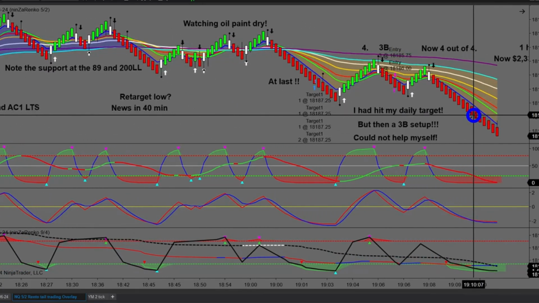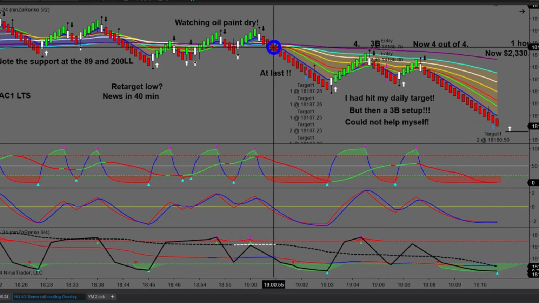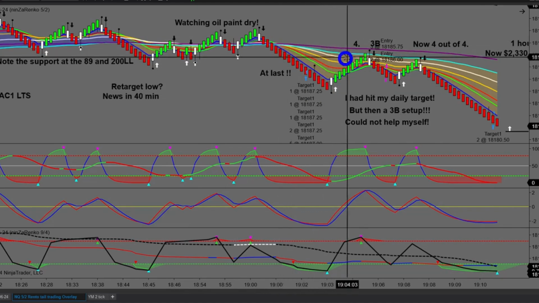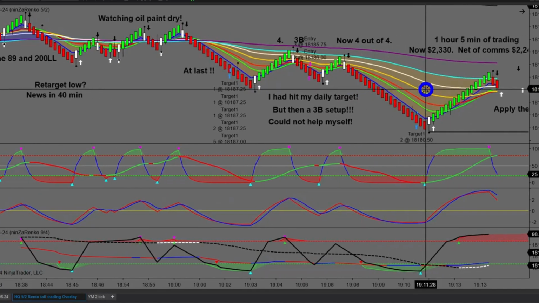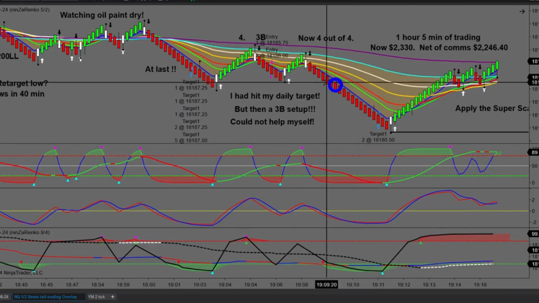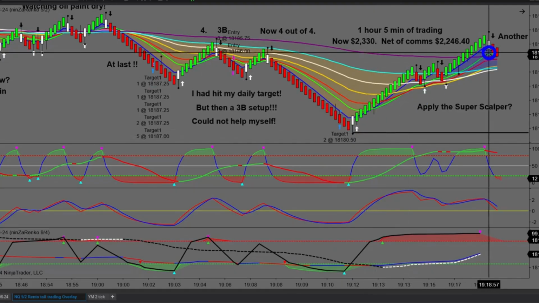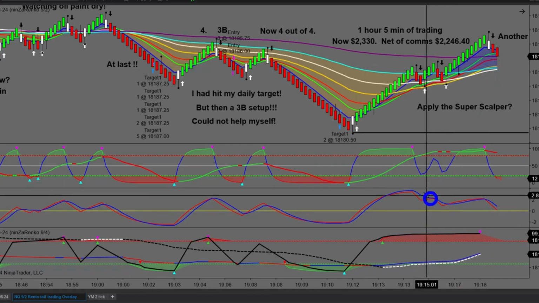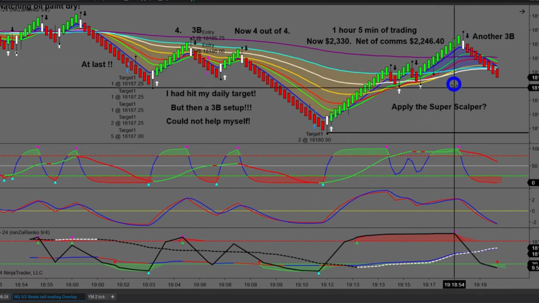Okay, then it came down, and so as I said here, I hit my daily target, but then a 3B, and see how all of our EMAs have broken below the 200. This is what we call a fanning of the EMA. So even if I didn't jump in that one, there was another really nice potential entry there. Now what I wanted to point out was we then came down to this low, we then pulled back, then you had another 3B just here, and this is 18 minutes past, and you can see the divergence you had there. Now I didn't take this, by the way. I didn't have the super scalper on part of this time.